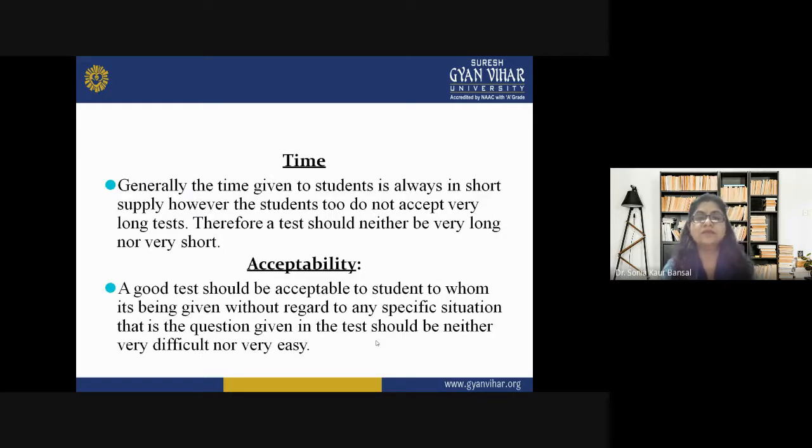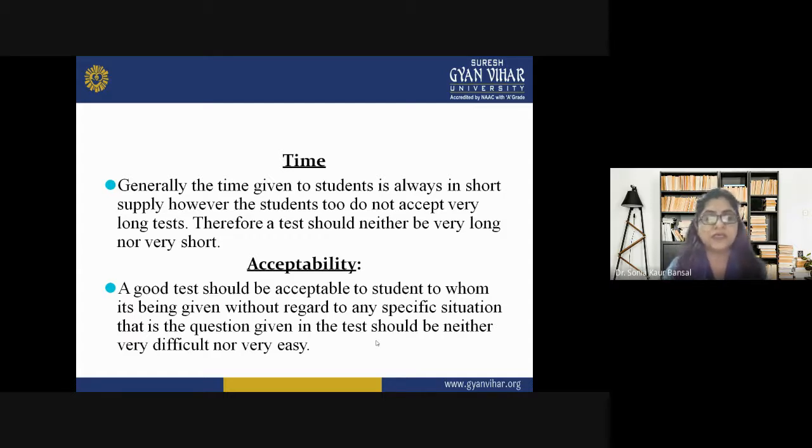Now, time. Generally, the time given to students is always in short supply, and we instruct before the test. However, the students do not accept a very long test. Therefore, a test should neither be very long nor very short.